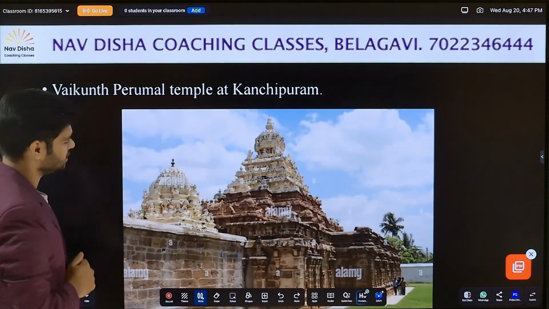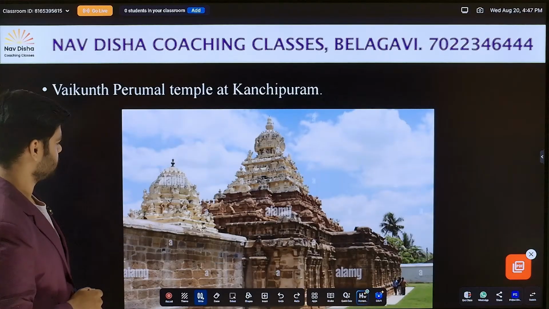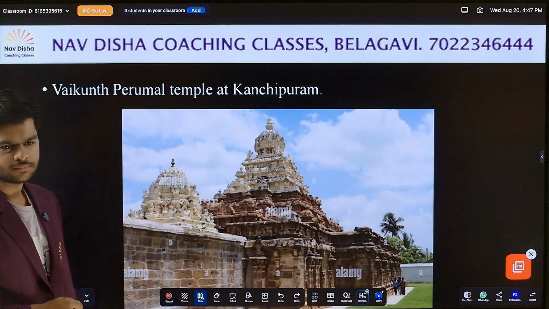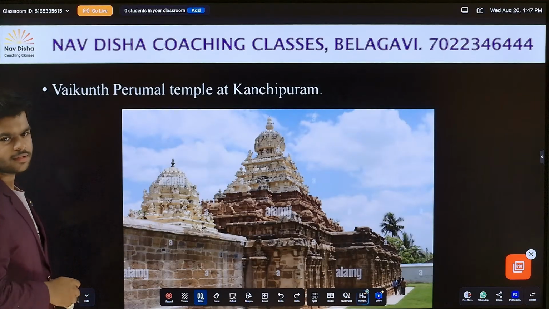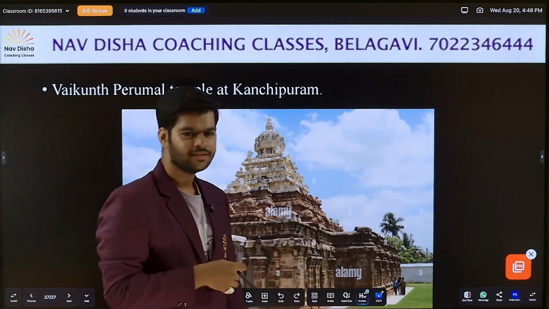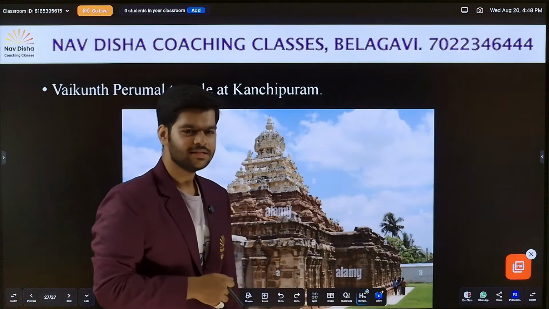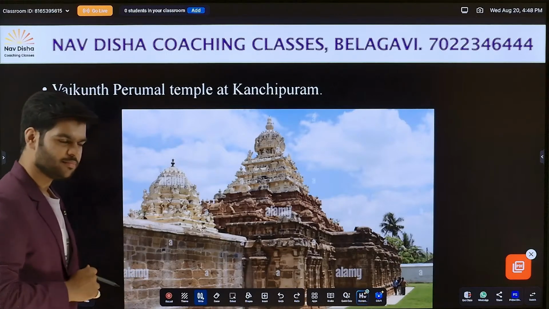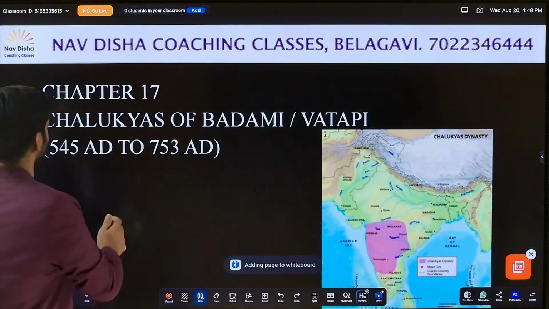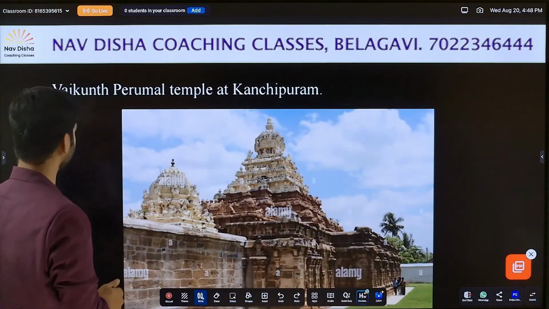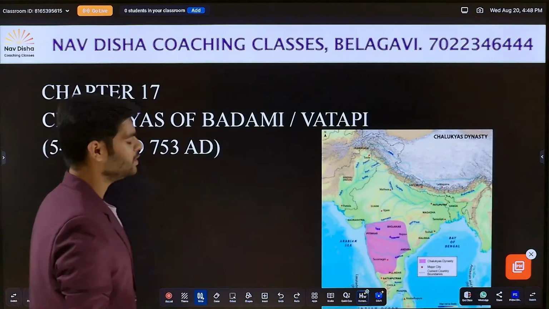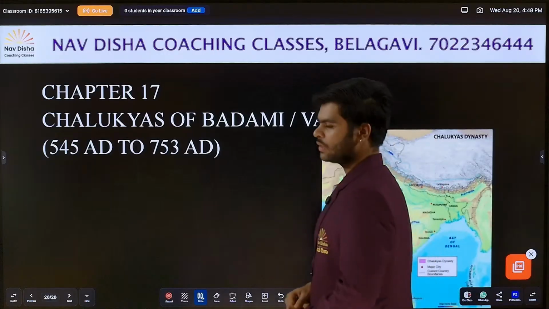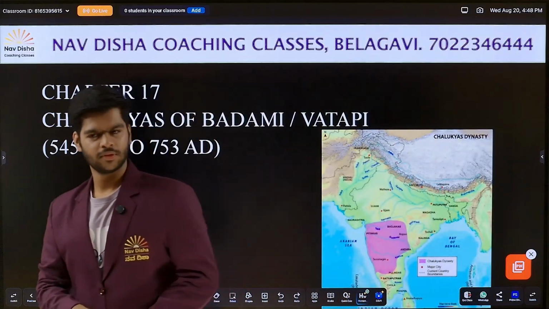Vaikunta Perumal temple at Kanchipuram. Anyone visited? You visited this temple? When? Where? It is nice. All temples you visited? Everything in Tamil Nadu. Nice. Okay, we have done Vaikunta Perumal temple at Kanchipuram. Any doubts in Pallavas? Clear? No doubts? Anyone having any doubts? Okay.